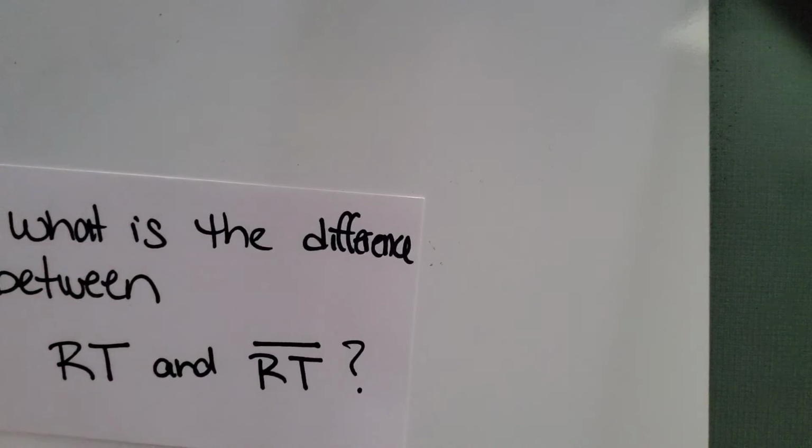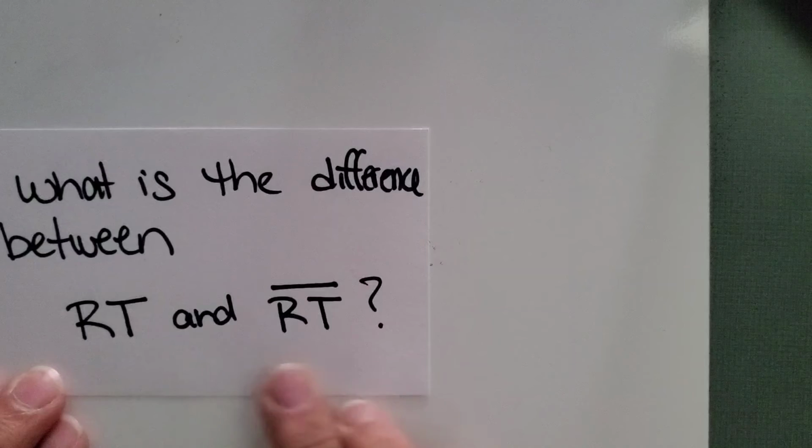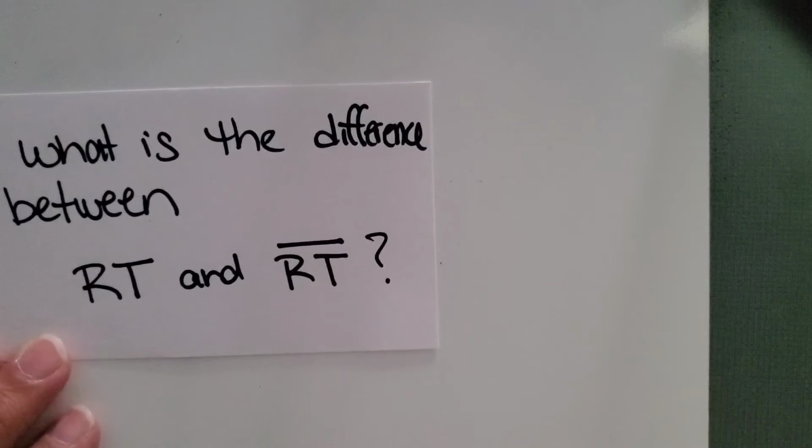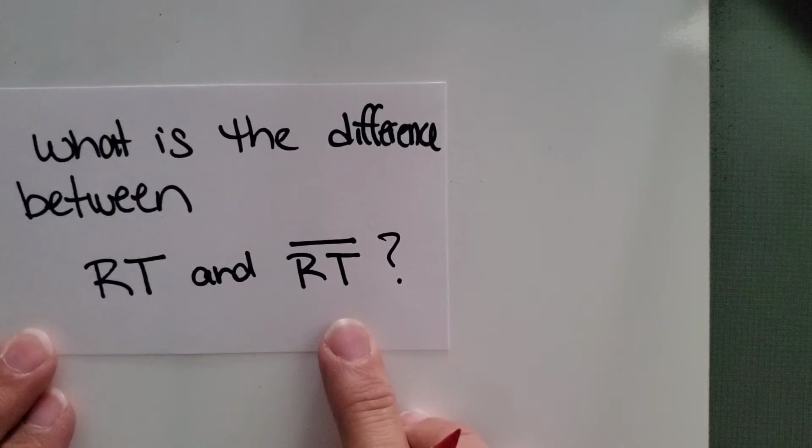Okay, so I want to know what's the difference if I say RT with no symbol above it or RT with a segment above it. So it's really important that you see that difference. Sometimes they're going to ask you for RT, sometimes they're going to ask you for segment RT, and you need to understand what the difference is.